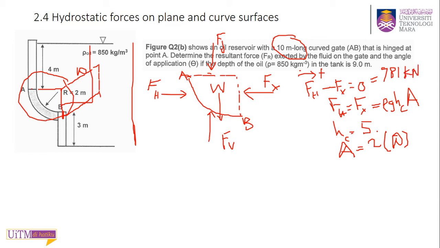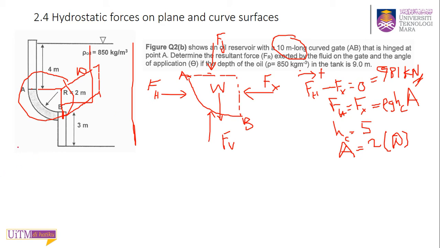Rho G times 5 times 20. Correct. Okay. So if you use kilonewton already, make sure to be consistent. If you use kilonewton, then kilonewton. Okay, so that's FH. What's next?